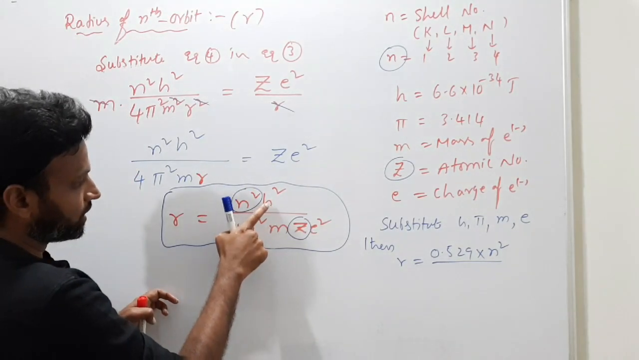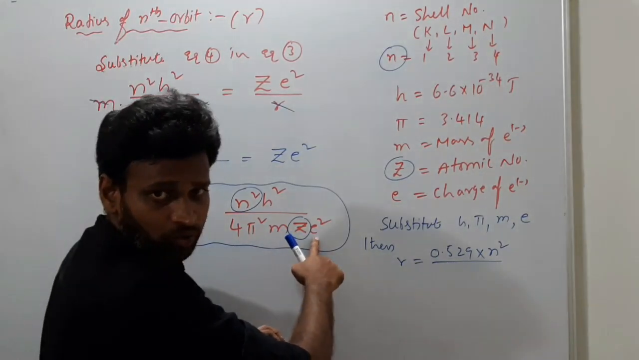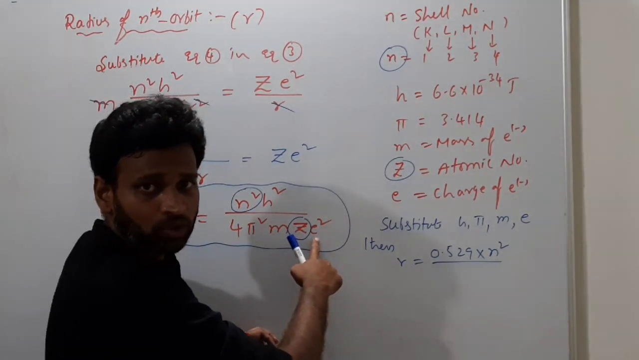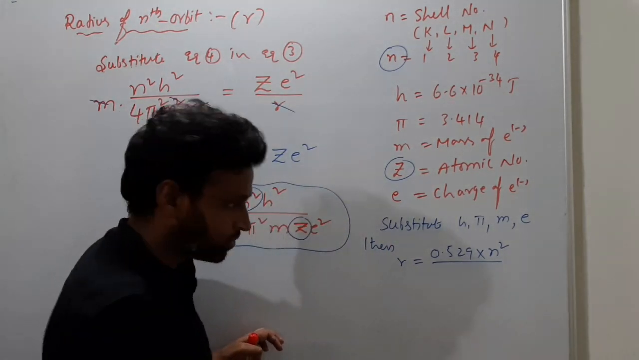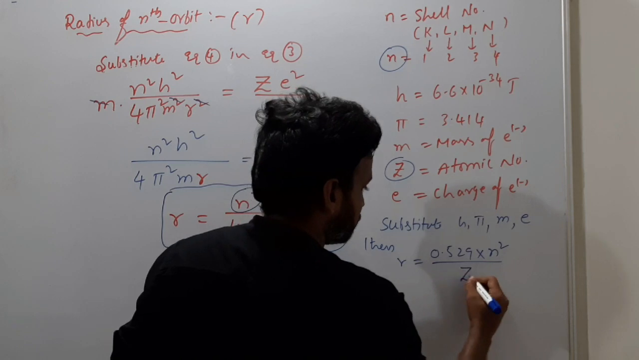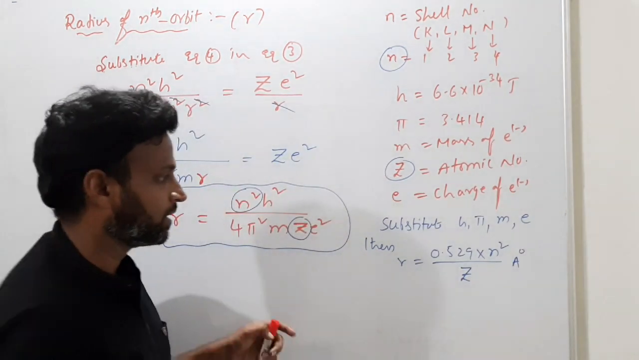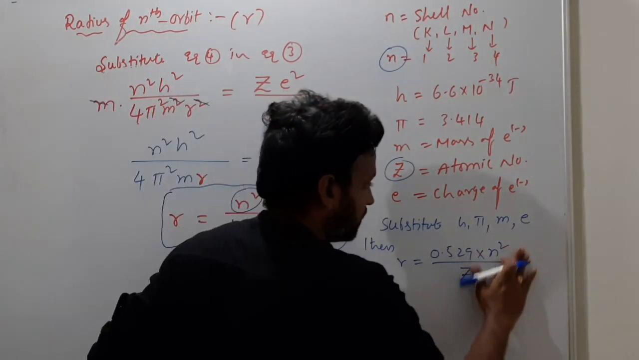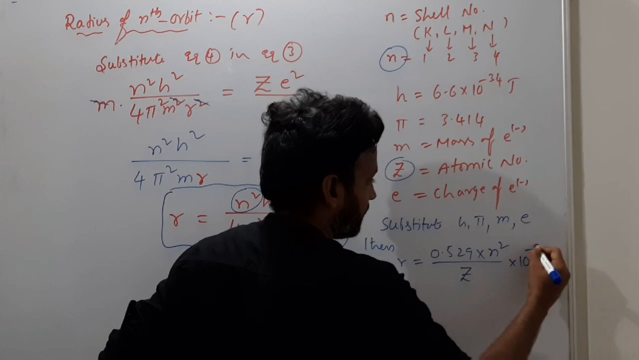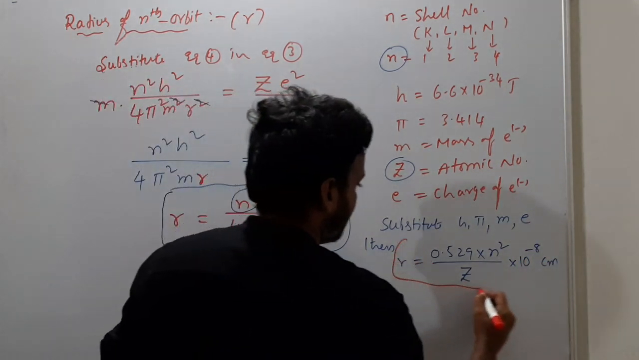After substituting the H value, pi value, mass of electron, and charge of electron, do you remember? It is 1.602 into 10 power minus 19 coulombs. Do you remember that one? Okay, divided by Z. This is in angstroms actually. You simplify. If you want it in centimeters, you will get 10 power minus 8 centimeter if you substitute for radius.